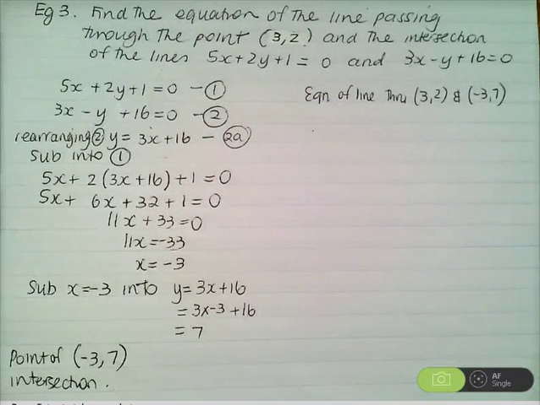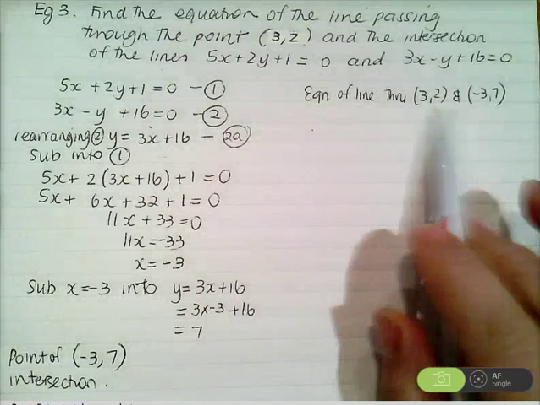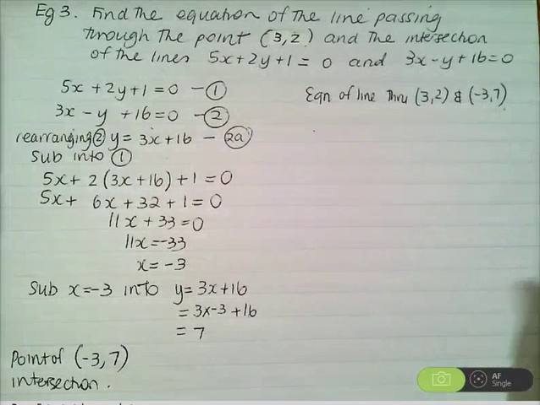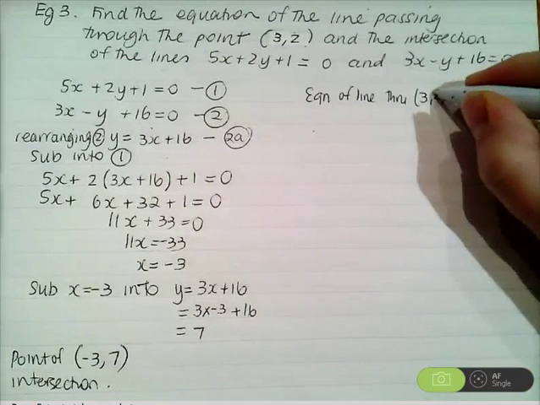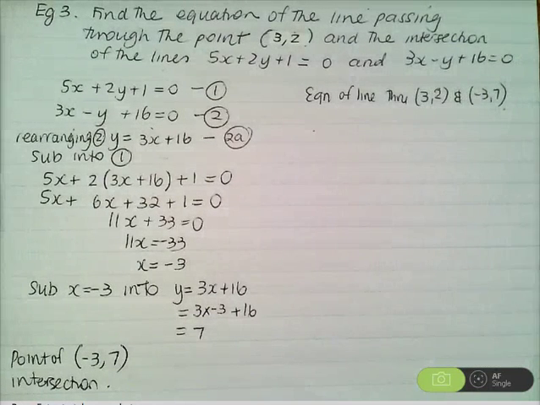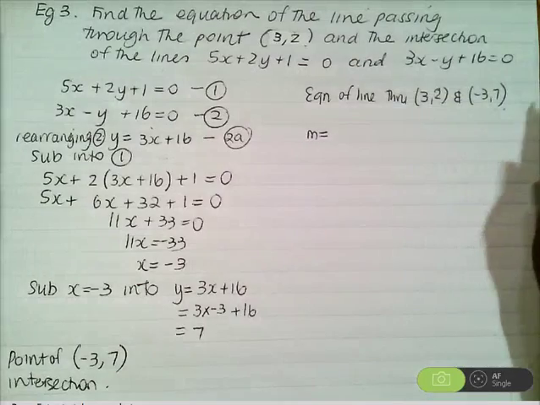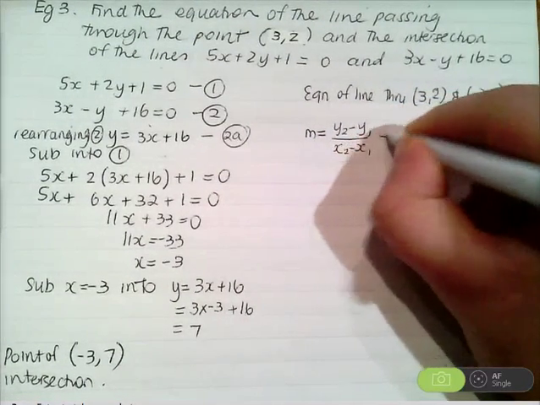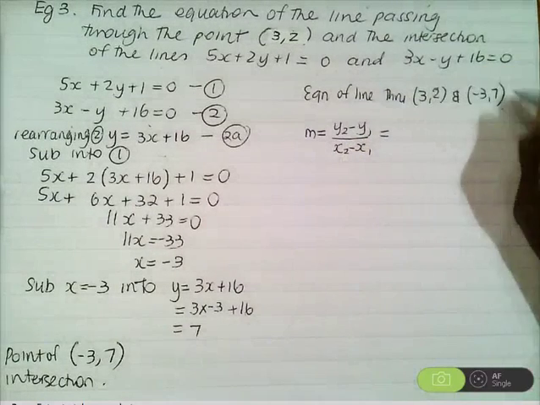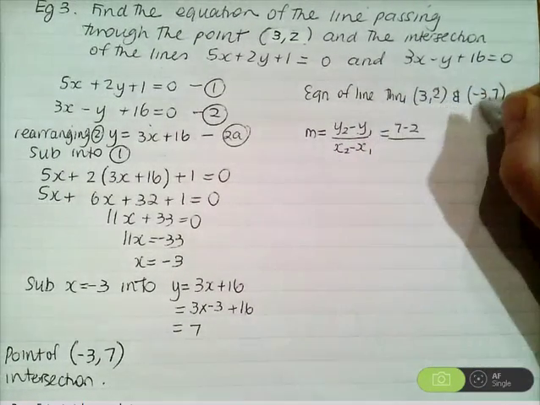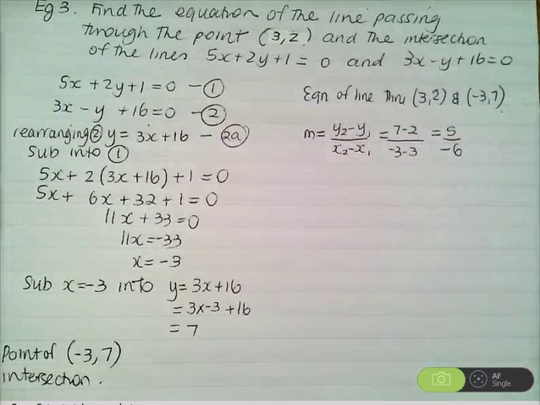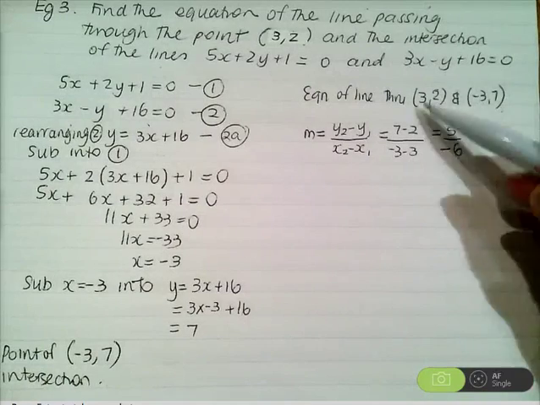Now, as I've explained in other exercises, if you're asked to find the equation of a line through 2 points, I prefer to find the gradient of the line through those 2 points and then use the point gradient formula. The reason being is that you have to learn enough equations as it is. So I'm going to find the gradient of the line joining those 2 points. Remember, the gradient formula is y2 minus y1 over x2 minus x1. So that's y2 and y1. So we'll go 7 minus 2 over negative 3 minus 3, which is 5 over negative 6. So that's the gradient of the line joining those 2 points.